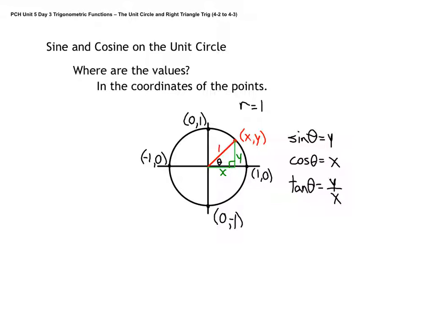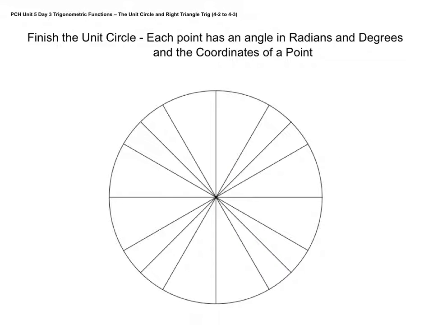Sine is your y coordinate, cosine is your x coordinate, tangent is y over x. So, here is your task. We've done the first quadrant. I want everybody to get with 1 or 2 other people, and I want you to complete the remainder, or all of, the unit circle.